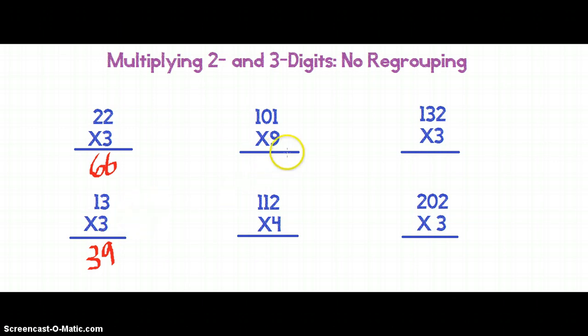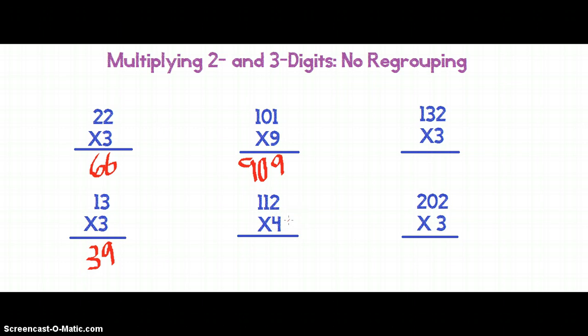On a problem that's a little bit trickier, you're going to do the same thing, like this one. 101 times 9. I multiply my ones place. 9 times 1 is 9. And then 9 times 0 is 0. And 9 times 1 is 9. So I just start at the right and I work my way to the left. Look at this one.